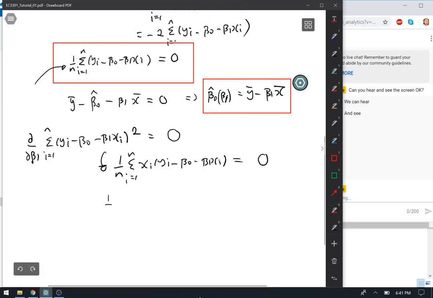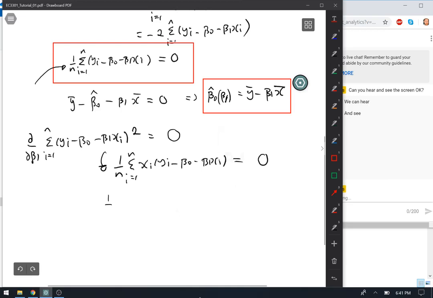We're going to solve this for b naught and b1. We've already got the solution to b naught, so we can plug that in. Again, we're going to solve this for b hat naught and b hat 1, so we're going to set this equal to naught.